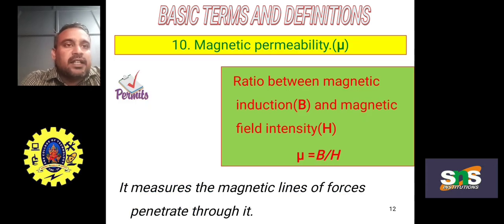The next is magnetic permeability, the ratio between magnetic induction and magnetic field intensity, that is mu equals B by H. So the magnetic susceptibility is I by H, and permeability mu equals B by H. B equals magnetic flux density, the total number of lines passing through per unit area, divided by H, the amount of force experienced, which is called magnetic field intensity. So finally, mu equals the ratio B by H.